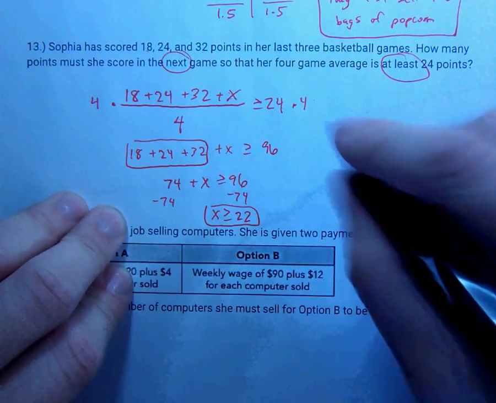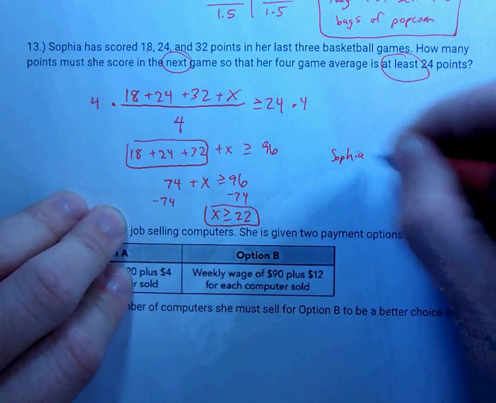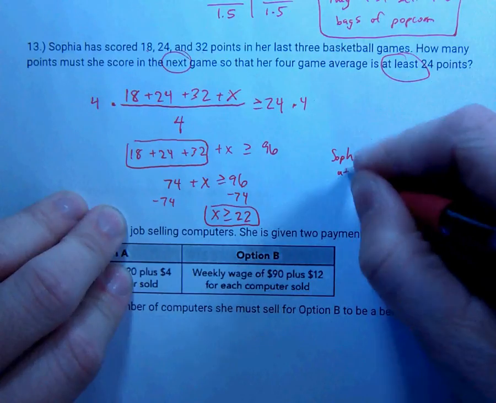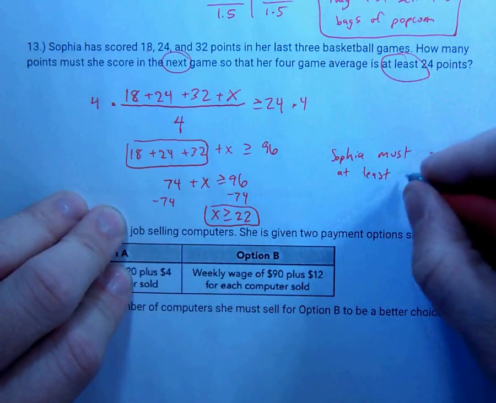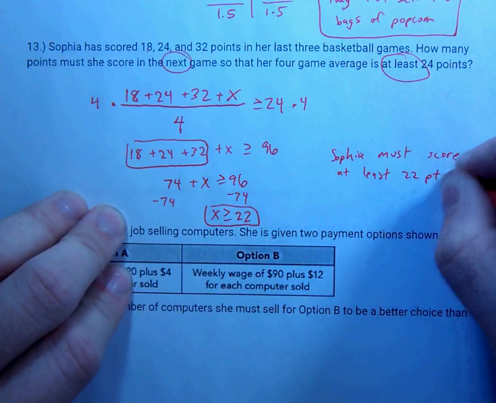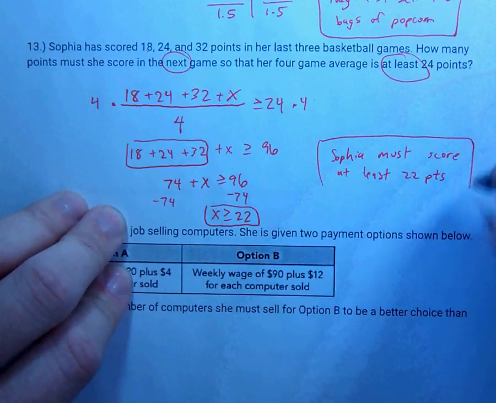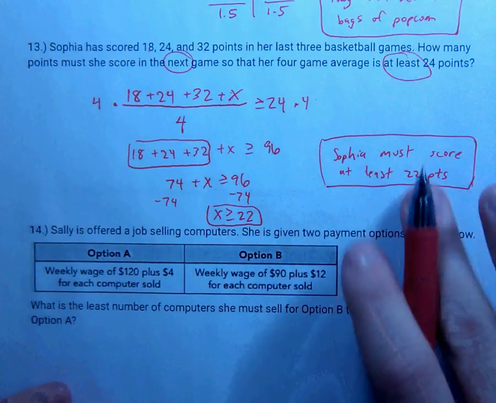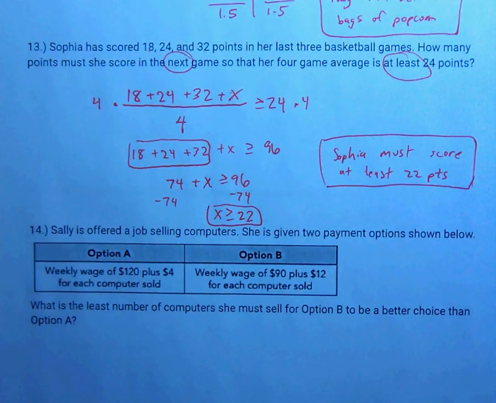So this means that Sophia must score at least 22 points, and her average will be 24. This is enough right here. She must score at least 22 points.